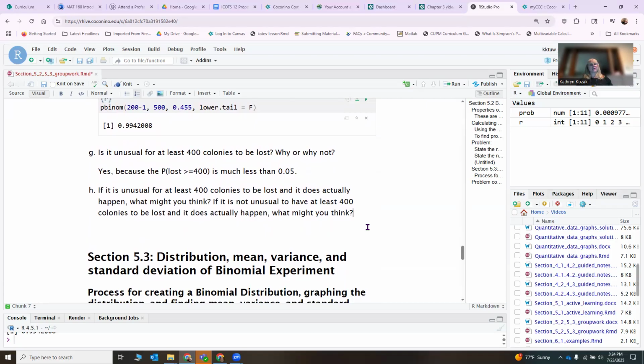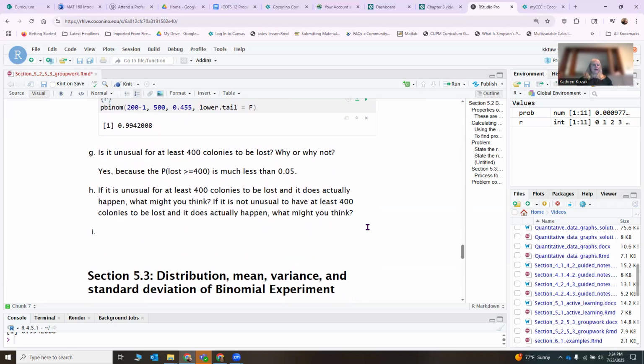So now the question comes in, is it unusual? If it is unusual to be lost and it actually does happen, what might you think? If it's not unusual and you get at least that, what might you think? So we did find something unusual. So we want to think about what it means to us that we got this unusualness. What it kind of says to me is that this shouldn't happen. If something's unusual, that shouldn't actually happen.